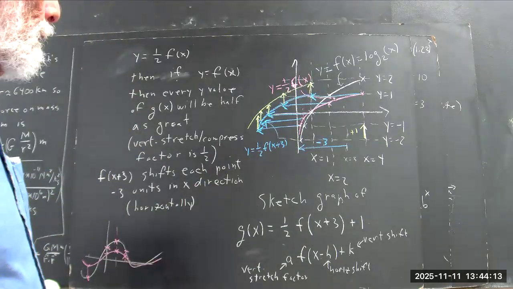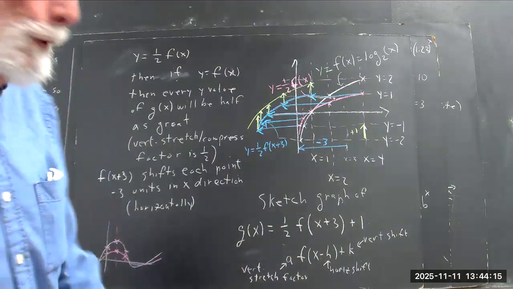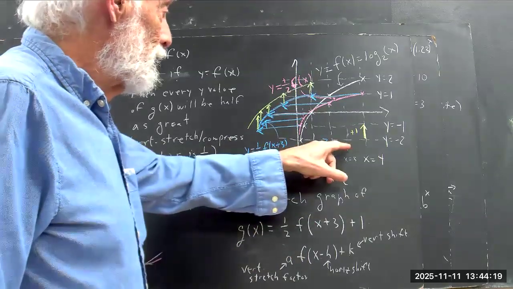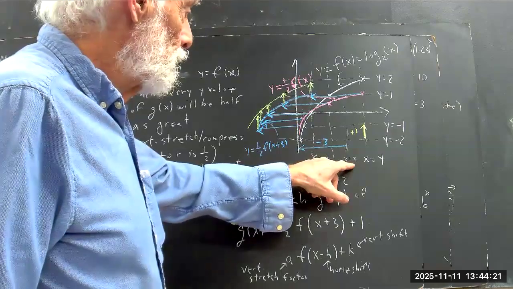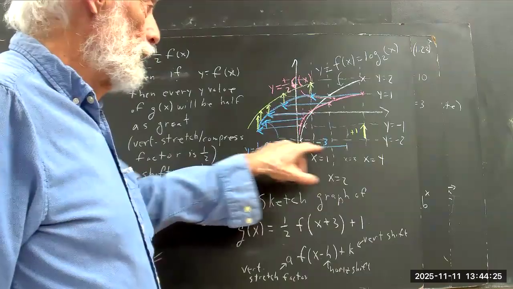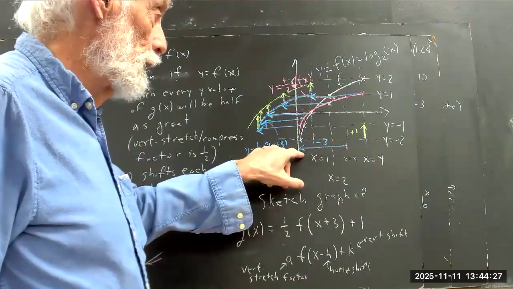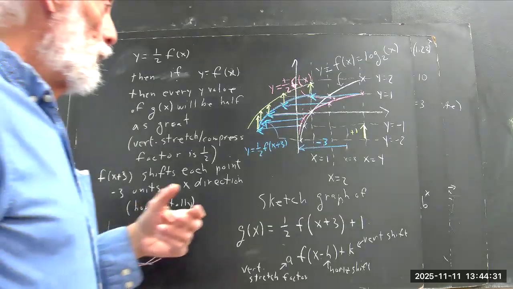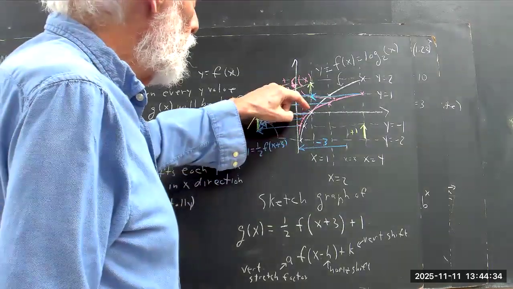Then what happens? Every point is shifted -3 units in the x direction. Well, this arrow here, this is x equals 3. That's a shift of -3. Now, we don't have a point here. I'm just drawing an arrow 3 units long in the negative direction. And we apply that arrow to every point on this graph.